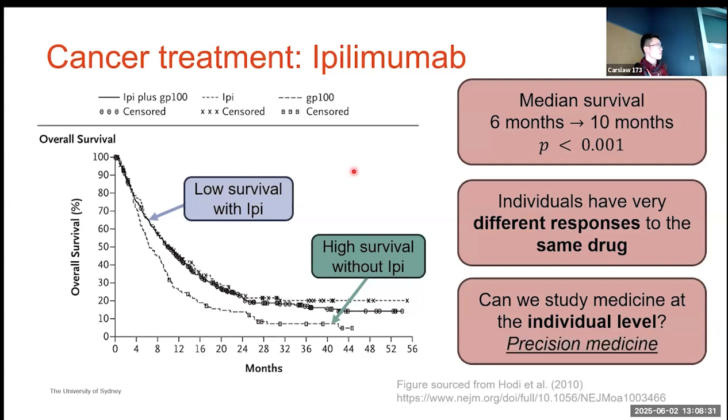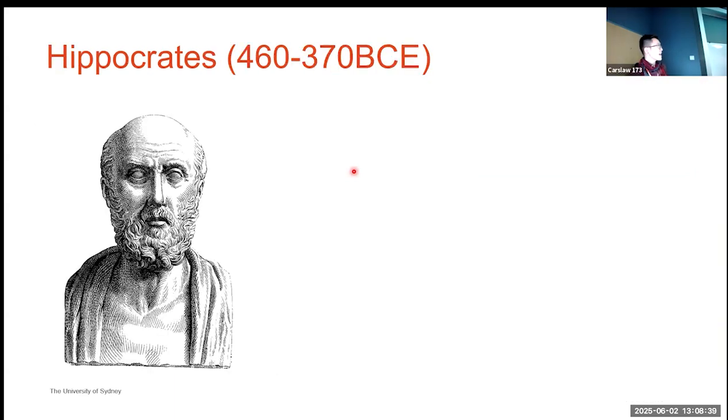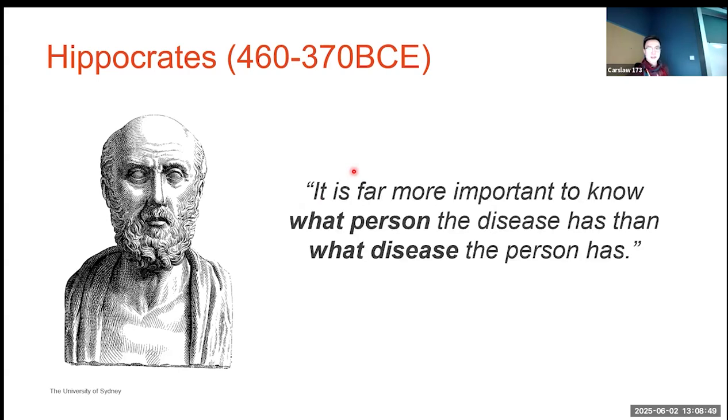And that brings us to the concept of precision medicine, which is one of the key topics for today. In fact, this idea has gone back for quite a long time, so it's nothing new. Hippocrates, who's often deemed the father of modern medicine, has this famous quotation saying that it is far more important to know what person the disease has than what disease the person has. So here it's saying that understanding the individual is more important when it comes to treatment than the disease they actually have.